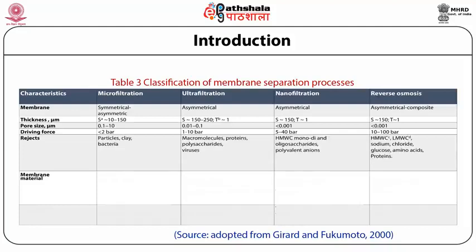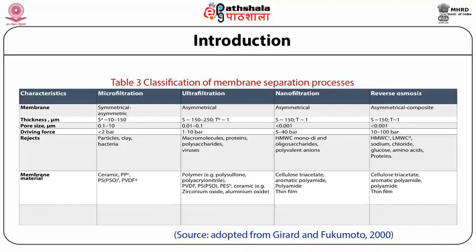Microfiltration rejects particles, clay and bacteria. Ultrafiltration rejects macromolecules, proteins, polysaccharides and viruses. Nanofiltration rejects high molecular weight components, mono and di oligosaccharides, polyvalent ions. And reverse osmosis rejects high molecular weight components and low molecular weight components like sodium, chloride, glucose, amino acids and proteins.